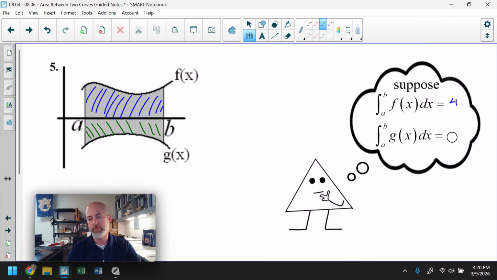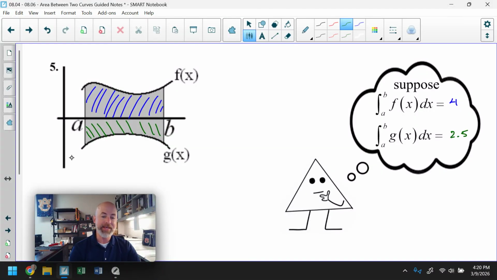I'll call it 2.5. However, because that is below the x-axis, the definite integral of g would actually produce a negative area. So if the area under f is 4 and the area under g is 2.5, we need to add those areas, 4 plus 2.5, but since g is producing a negative answer, in order to add those two, we need to do the area of f, that's the 4.